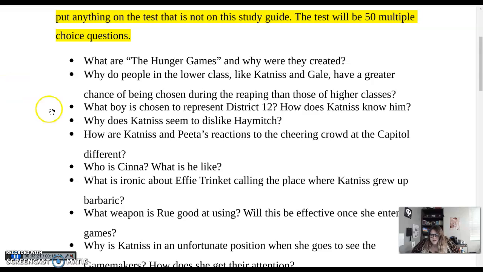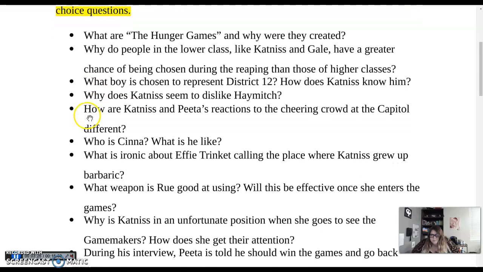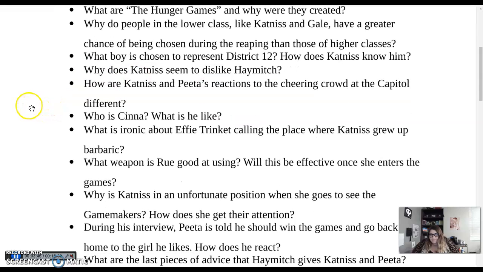The next question: why does Katniss seem to dislike Haymitch? Pretty simple here. He's an alcoholic. When she first meets him, she realizes that pretty much all he does is drink, and he's supposed to be helping her and Peeta train. This is a life and death situation, and he doesn't seem to care right at first. He just seems obsessed with getting more alcohol, so that's why she doesn't like him.